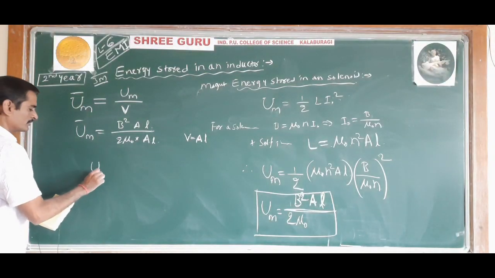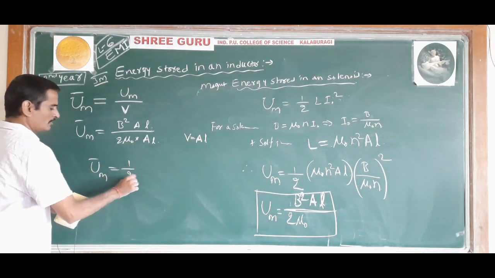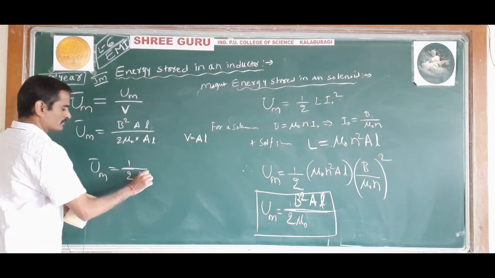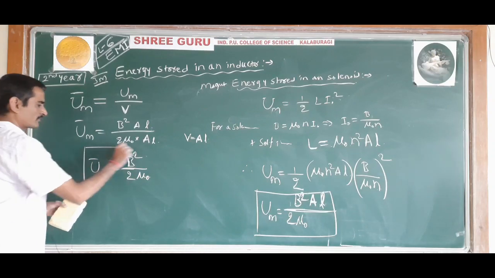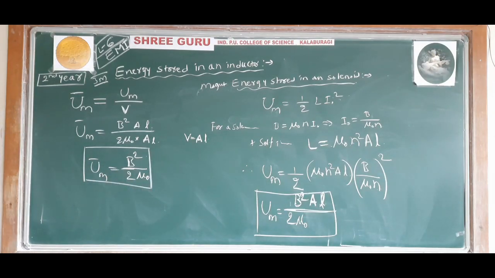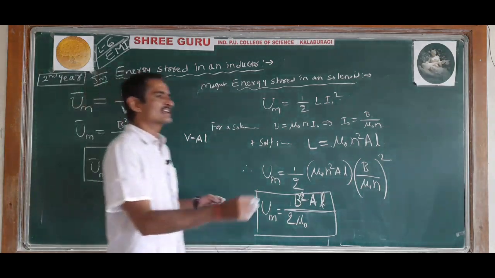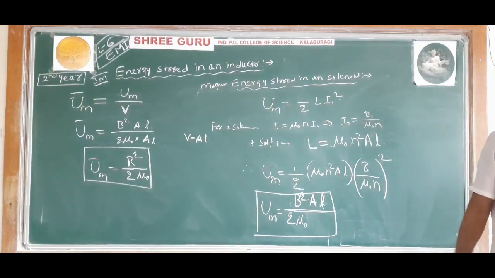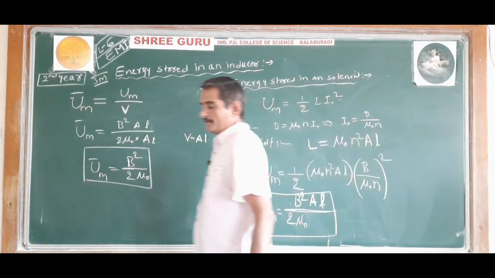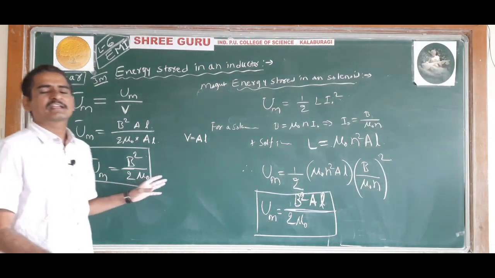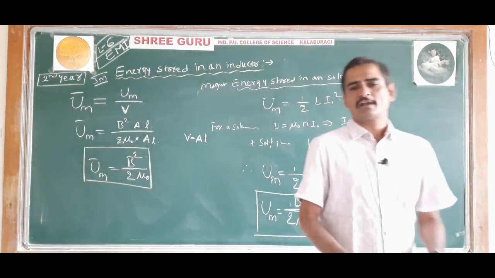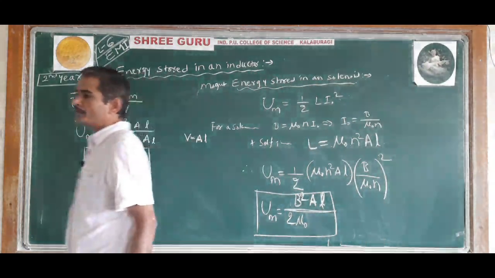So therefore, UM bar is equal to B square divided by 2 mu naught. This is the expression for magnetic energy density of a solenoid. The magnetic energy stored per unit volume of a solenoid is given by B square divided by 2 mu naught.